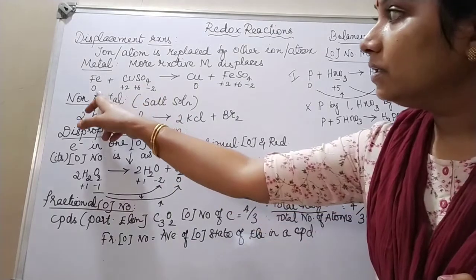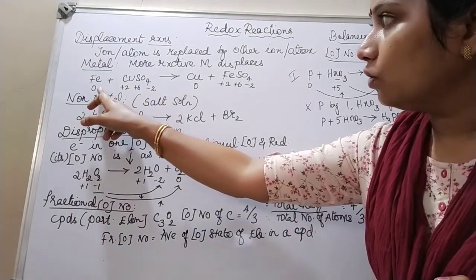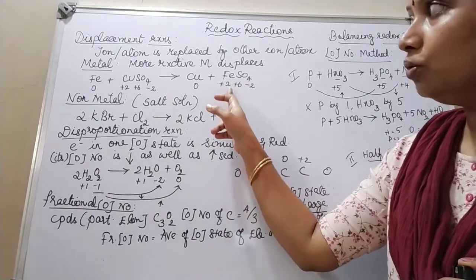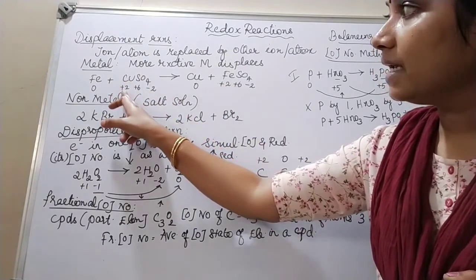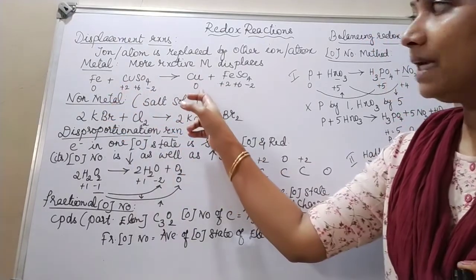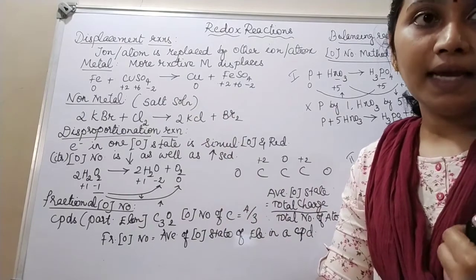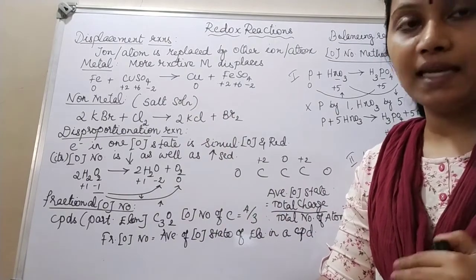Here the oxidation number of iron is 0. From 0 it became +2, and copper's oxidation state is +2. From +2 it became 0. So a highly reactive metal displaces the less reactive metal.